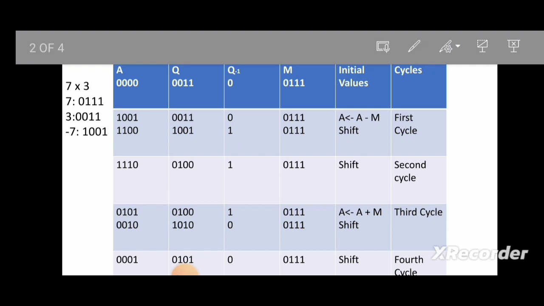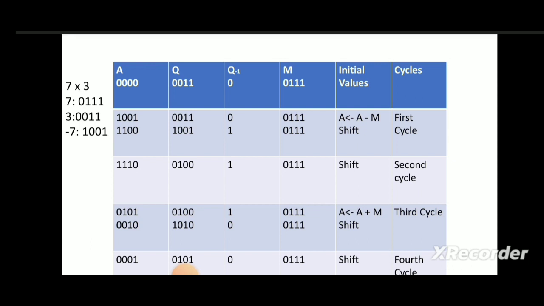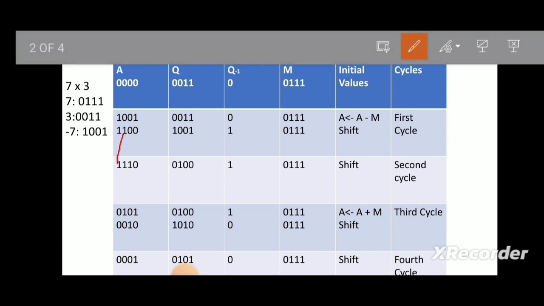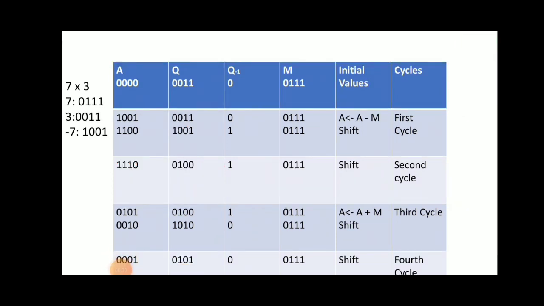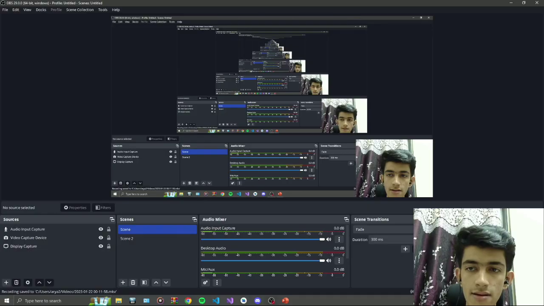Shift the value of accumulator. One is shifted here, and again one is shifted here, and this one is shifted here, and this 0 is shifted here, and this 0 is shifted here, and 1 is shifted here, this 0 is shifted here, this 0 is shifted here, and finally 1 is shifted here. In this way our second cycle is also completed.